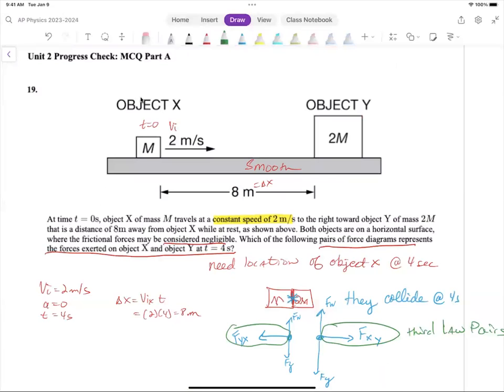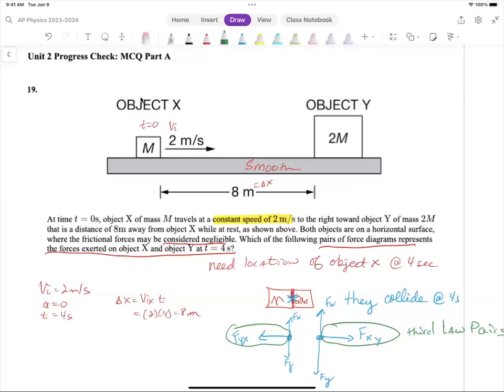Object X, object Y. Object Y is at rest. Object X is moving to the right at 2 meters per second. At time 0, the velocity initial of object X is 2 meters per second to the right. It's a smooth surface. The distance between the two is 8 meters. And again, object Y is at rest and has a mass twice that of object X. Okay. They're going to ask about a force diagram, but after 4 seconds, but you don't know what's going on.